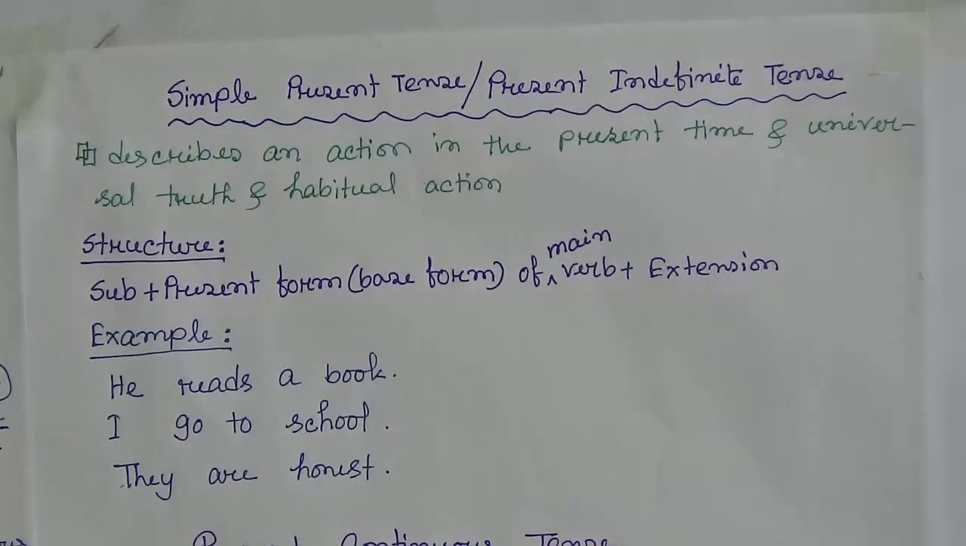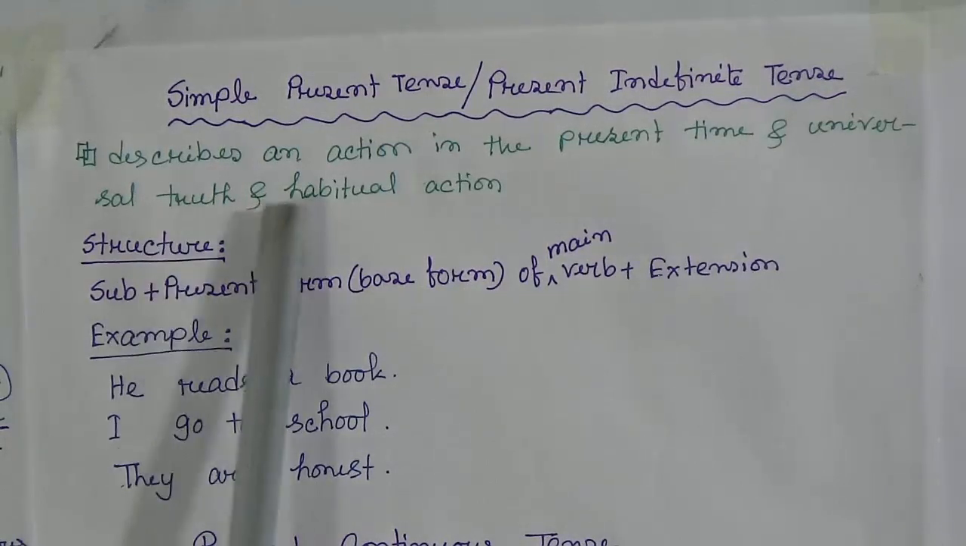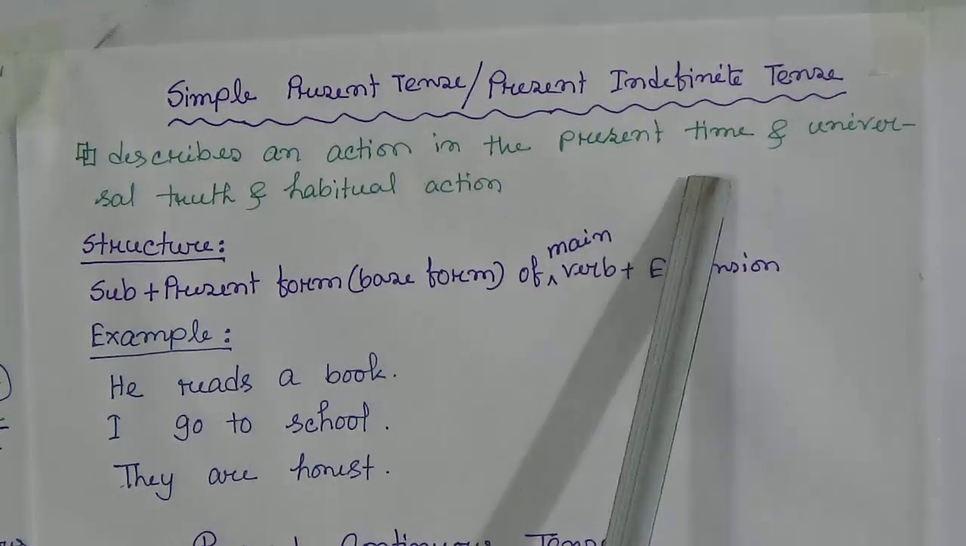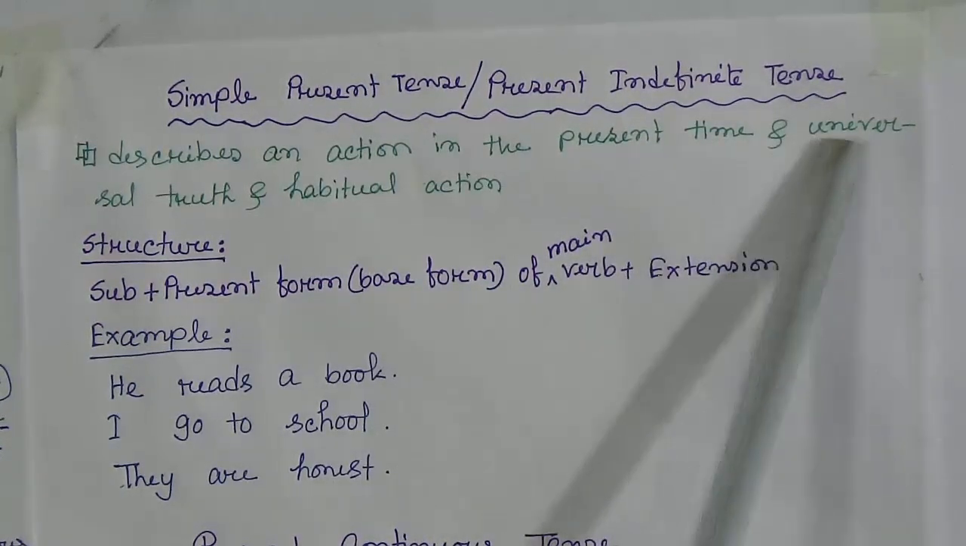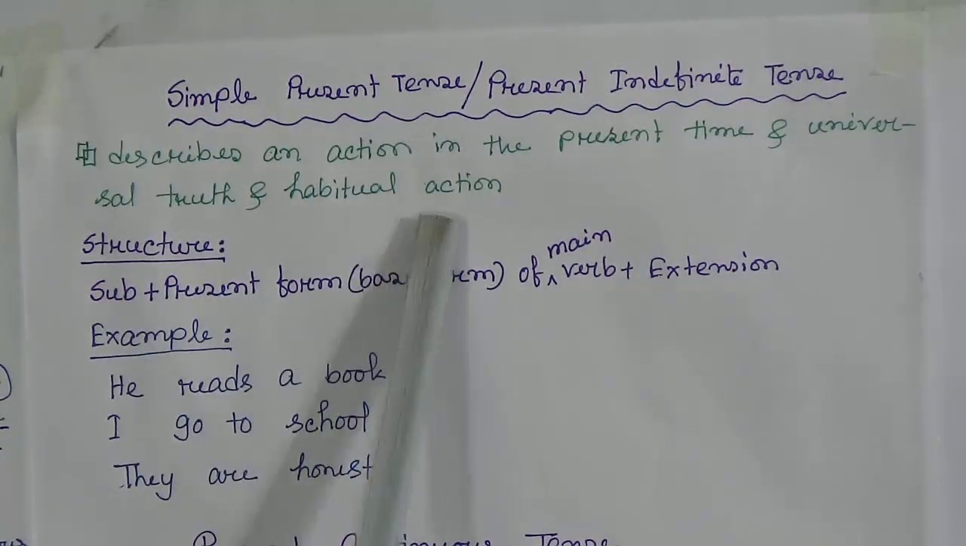So what does it mean? What is present indefinite tense or what is simple present tense? Actually, simple present tense or present indefinite tense describes an action in the present time and universal truth and habitual action. It describes or denotes an action in the present time and also the universal truth and the habitual action, that means habitual fact.